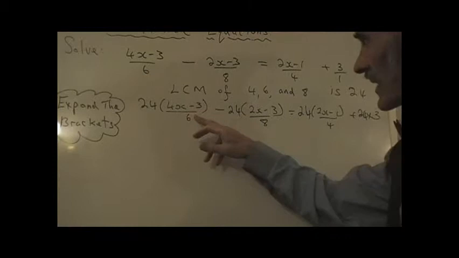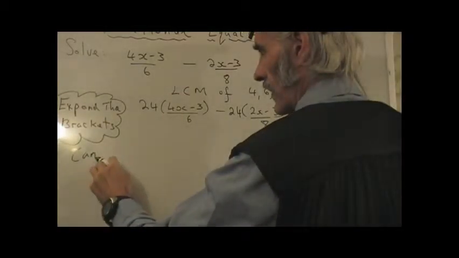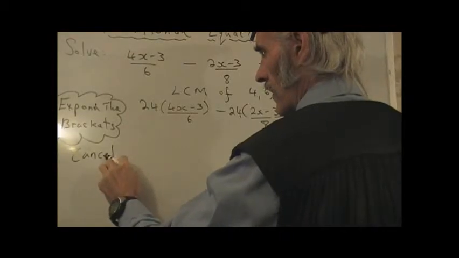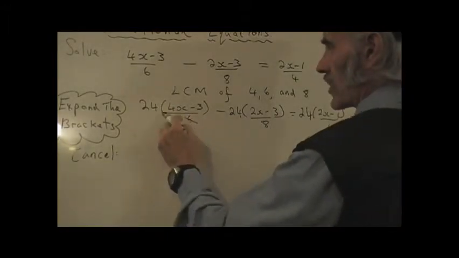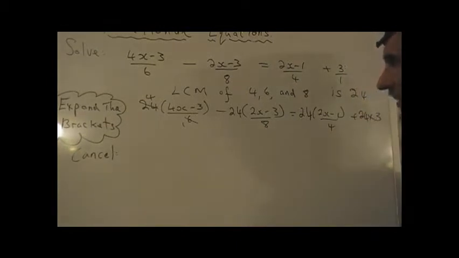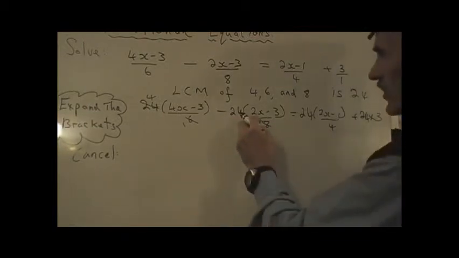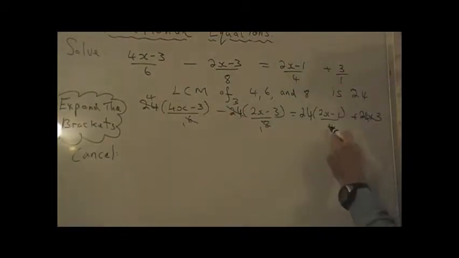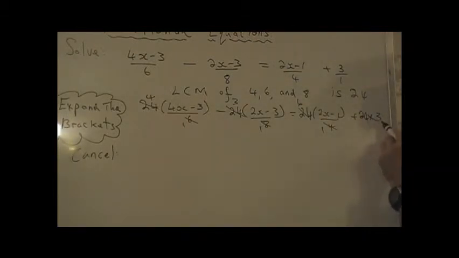So now we need to clear the fraction. We clear the fraction now by cancelling. We cancel on the left hand side. 6 into 24 goes 4 times. 6 into 6 goes once, and 6 into 24 goes 4. We cancel the 8 into the 24. 8 into 8 goes once, and 8 into 24 goes 3 times. And we cancel the 4 into the 24 of that term, and that goes 6 times. 4 into 4 once, you see. And then we have 24 times 3, because if that was over 1, it's still 24 times 3 anyway.